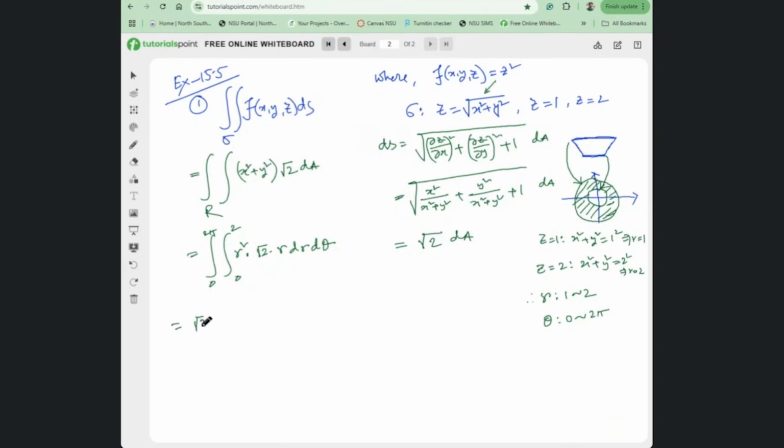Therefore, square root of 2, integral of r cube, which is r to the power 4 by 4, from 1 to 2, times the theta integration from 0 to 2 pi. The result coming here is square root of 2 times 15 by 4 times 2 pi, which is 15 root 2 pi by 2. So that is our answer.